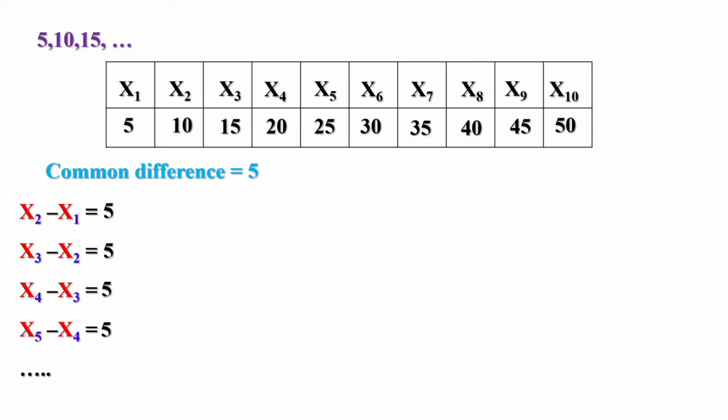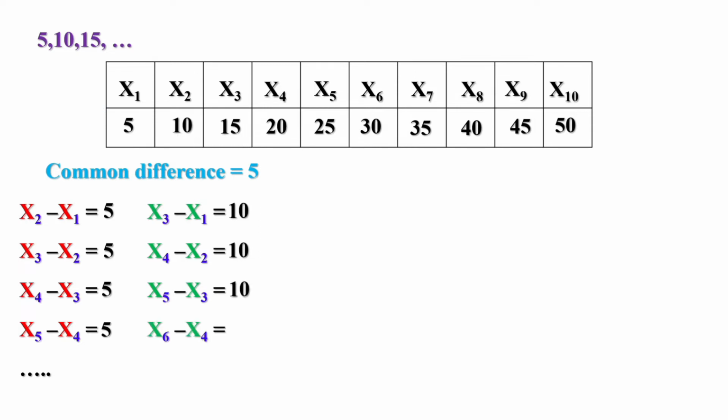Now let me find the difference between third term and first term. The third term is 15 and first term is 5, so the difference is 10. Now take fourth term and second term. The difference is 20 minus 10, again 10. Now take fifth term and third term. The difference is again 10. What is the difference between sixth term and fourth term? Again 30 minus 20 is 10. So in all these cases, the difference between the terms is 10.